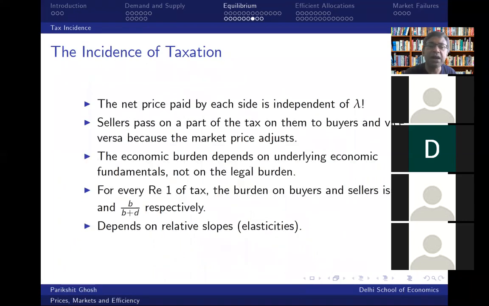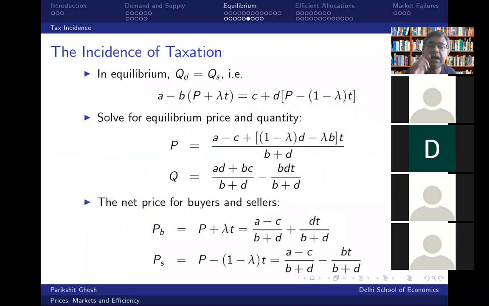Now, let me get to another question. Let's look at this formula again. If the tax rate was equal to 0, if t equals 0, these would be the prices. So essentially there will be a common price, right? There's no tax adjustment to be done. So A minus C divided by B plus D would be the market price.